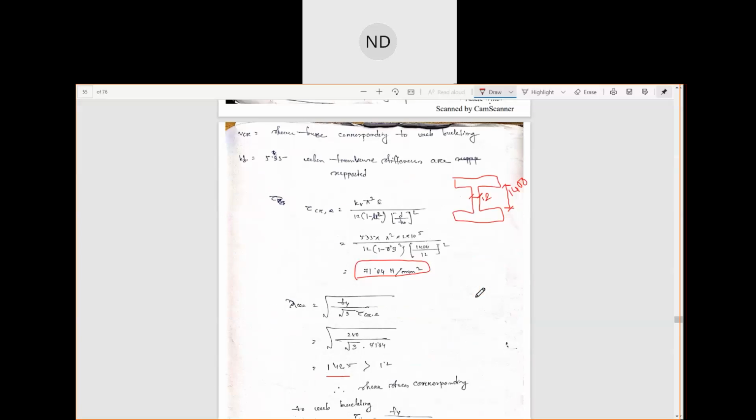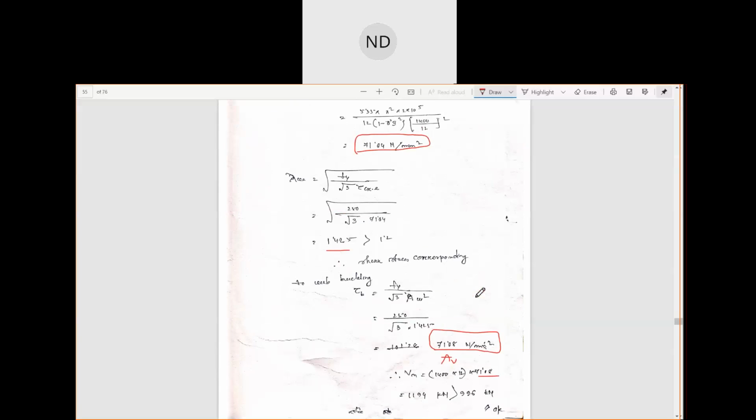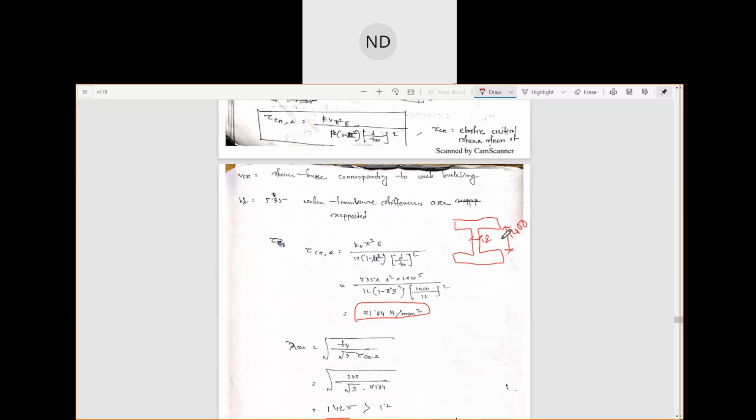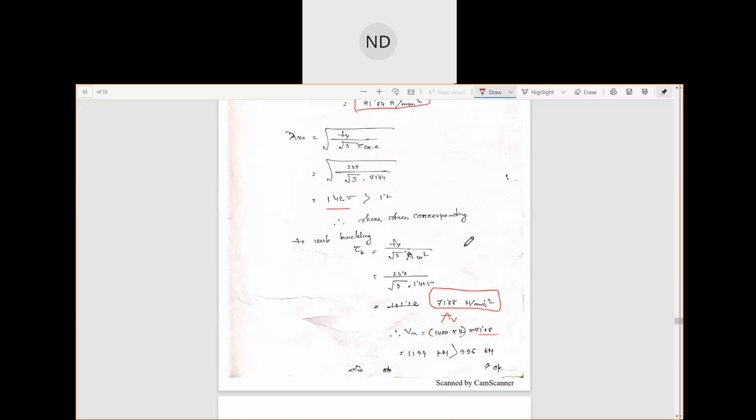Your web always carries the shear, resists the shear, and your flanges always resist the moment. So this is the shear area which is resisting the shear. The shear area is how much? 1400 into 12, the web area. This is the area.